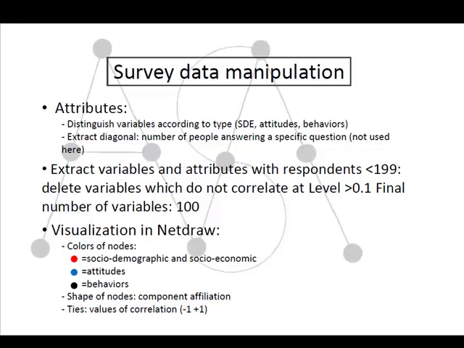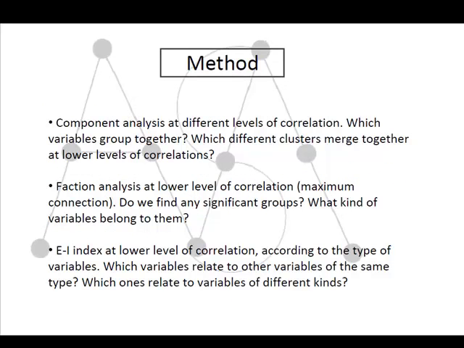So in the visualization that I'm going to show you, the red nodes are socio-demographic and socioeconomic variables. The blue nodes are attitudes, and the red nodes are the reported behaviors. The shape of the nodes will indicate which group these variables are in, and the ties indicate the value of correlation. So it could be from -1 to +1. And I'm going to show you only the positive correlations today.